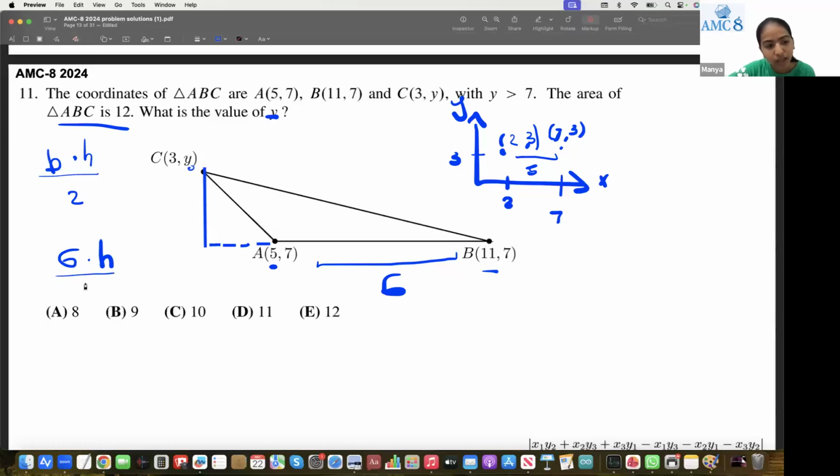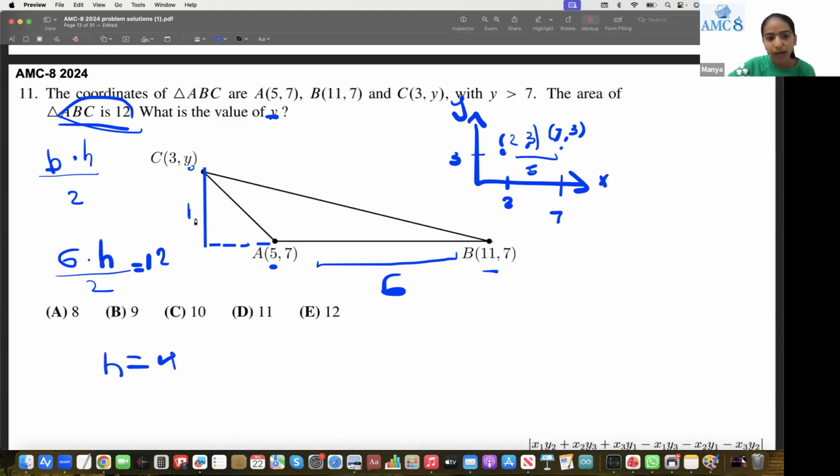And we know that the area is already equal to 12, since I said that the area of ABC is equal to 12. So 6 times h by 2 is equal to 12. Well, if we multiply by 2 on both sides, then we should be getting 6h is equal to 24, and h is equal to 4. So the value of h is equal to 4. So height is equal to 4.